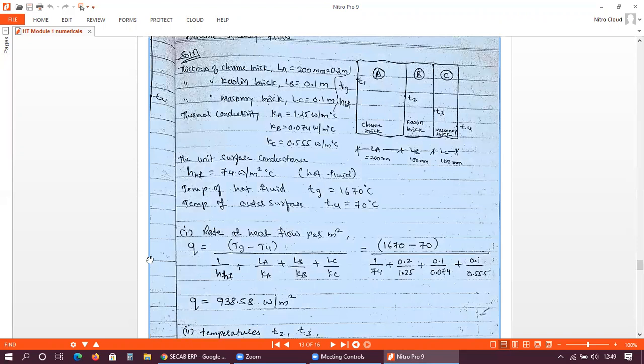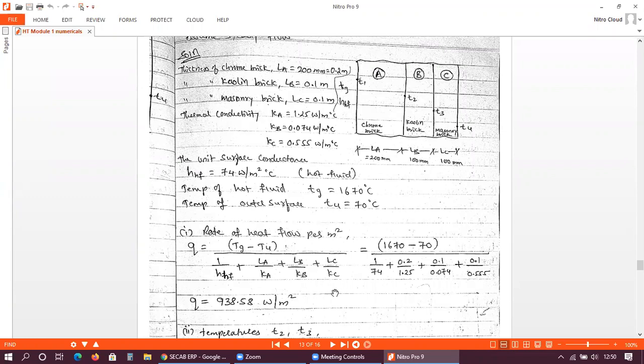Now we are going to substitute the values here. All the values are known. Tg is known: 1670 minus 70 divided by 1 divided by 74, plus 0.2 divided by 1.25, plus 0.1 divided by 0.074, plus 0.1 divided by 0.555. If you calculate, you will get the rate of heat transfer as 938.58. This is the rate of heat transfer throughout the composite wall, and it has to be the same for the first wall, second wall, third wall, and also for the convective zone.